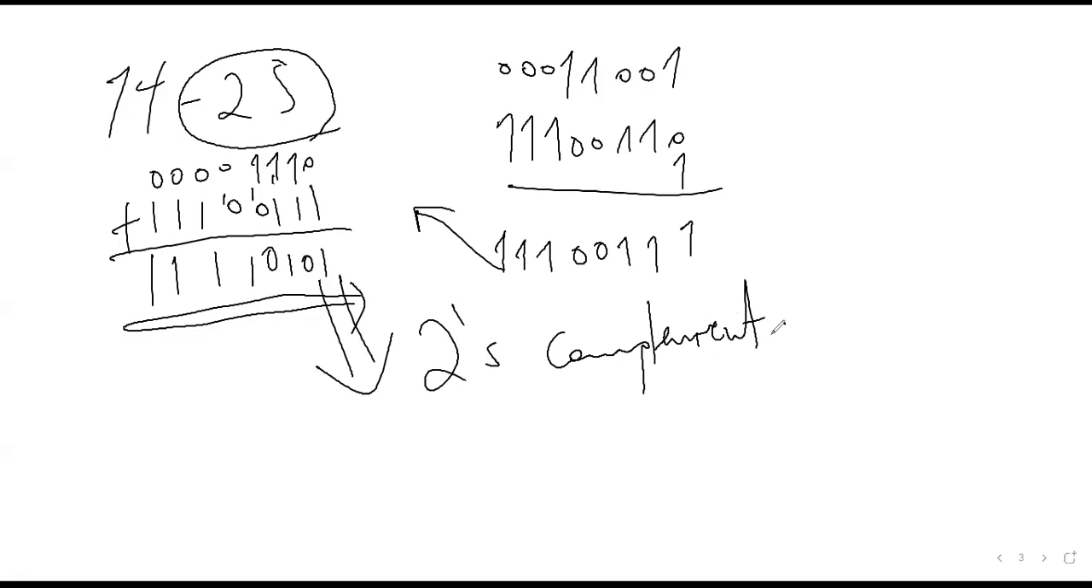Now, how do you find in human form what the value there is? In a digital system, this is a negative 11. This is a negative 11. But how do you verify it? It's a negative 11.